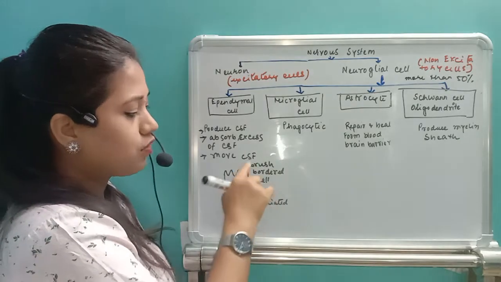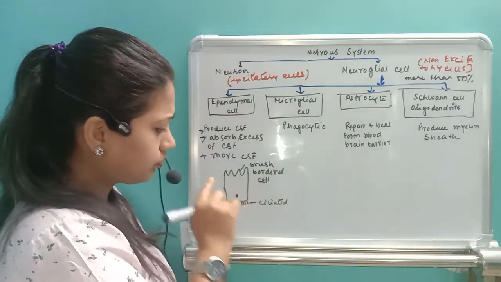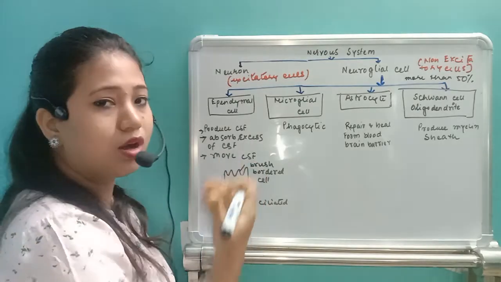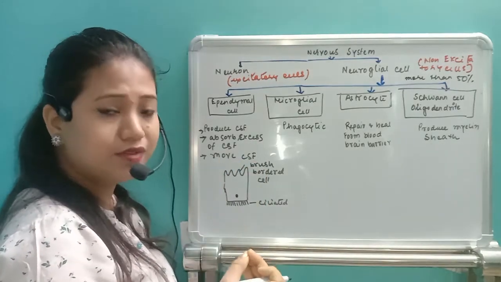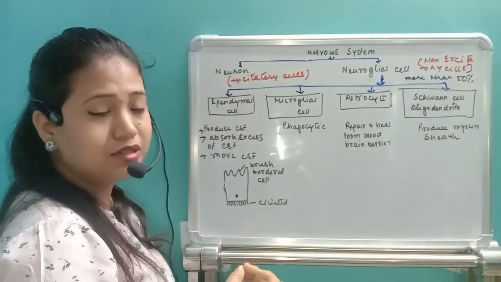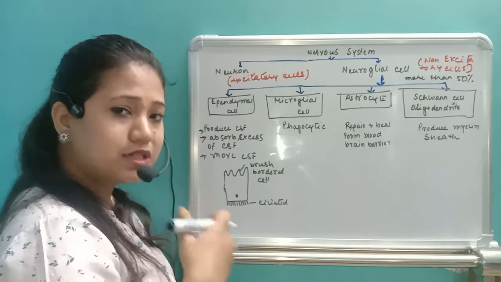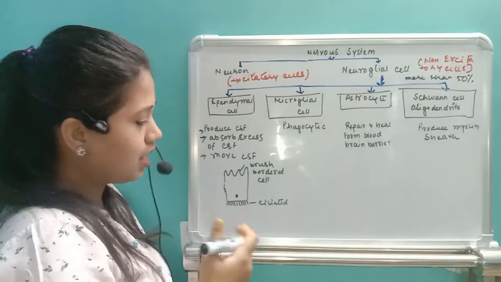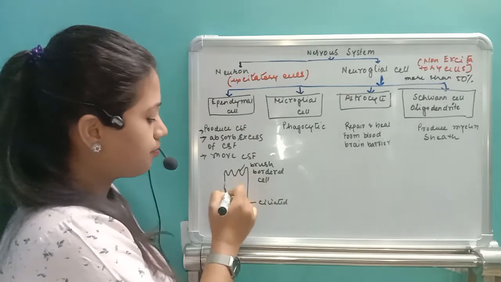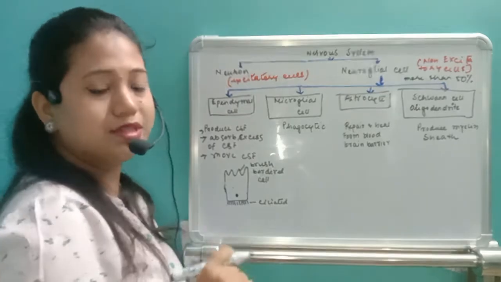So what is the function of this brush bordered columnar epithelial cell? It is going to absorb the excess CSF. The reason it is ciliated beneath is that it will keep this CSF in a moving state, and also it will secrete the CSF by itself. So this is the ependymal cell.